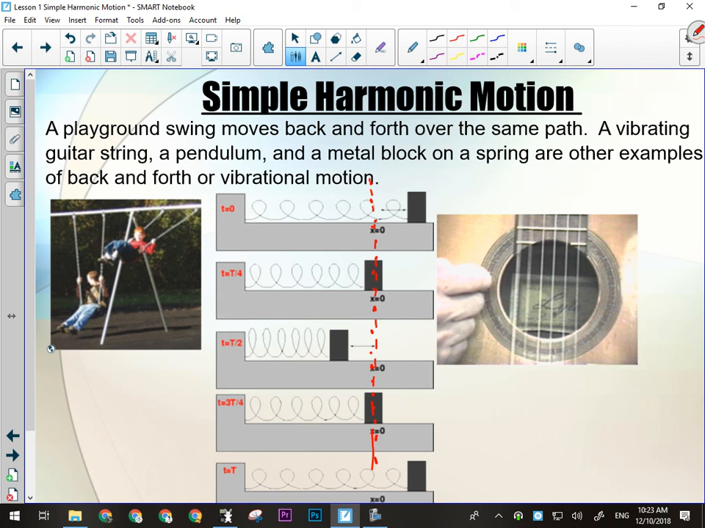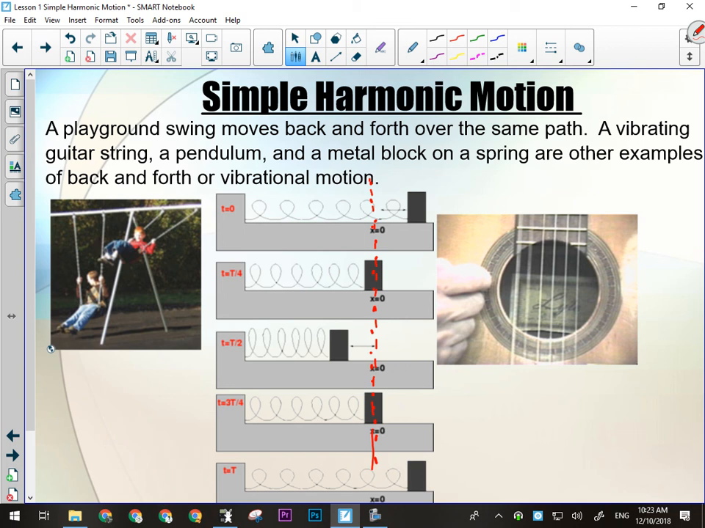Okay, same is true for any string instrument. Okay, if you play the guitar or the violin or whatever, okay, you disturb the string, okay, by plucking it or putting the bow across it or whatever, okay, you cause it to vibrate back and forth. It continues to pass equilibrium. Okay, a tight string is essentially a spring.